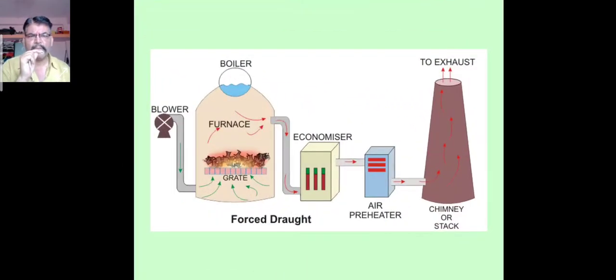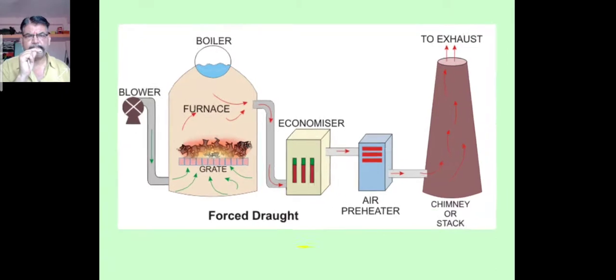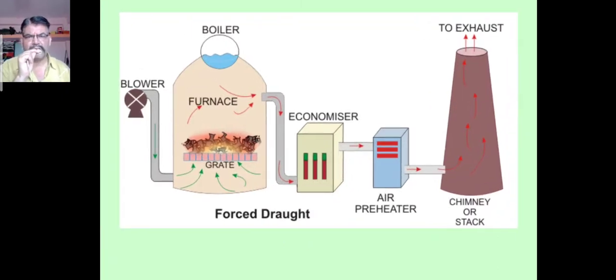For forced draught, we can see the diagram. What is important is the role of the blower. It is placed near the bed of the boiler. You can see the boiler, furnace, grate. From this, the flue gases go to the economizer. In the economizer there are a number of tubes, so due to the flue gases, the water inside the tubes gets hot. Then it goes to the air preheater. In the air preheater, the fresh air that goes through becomes hot.